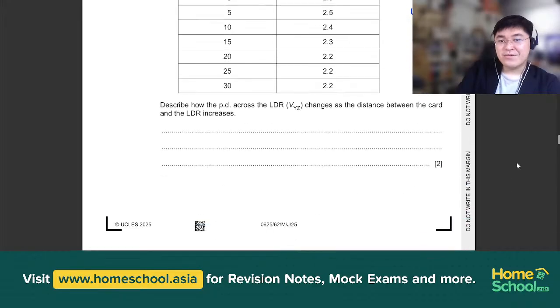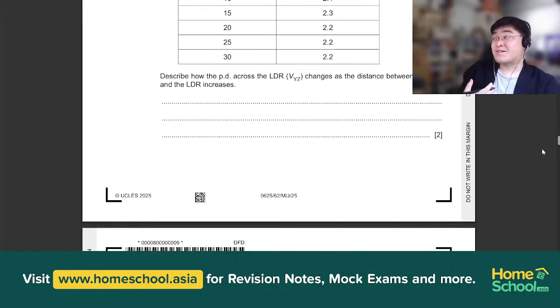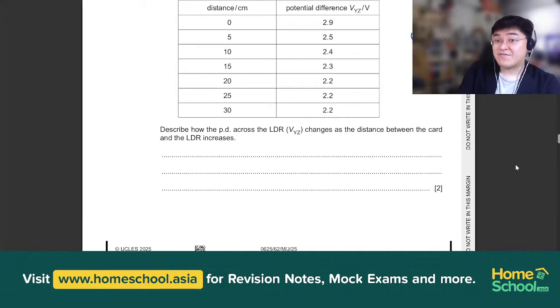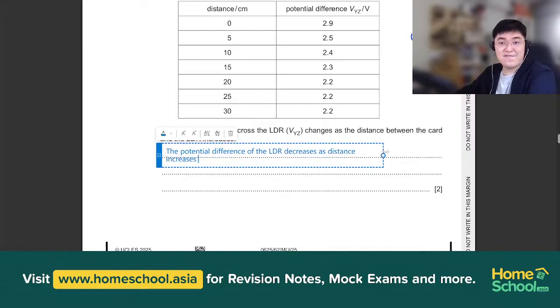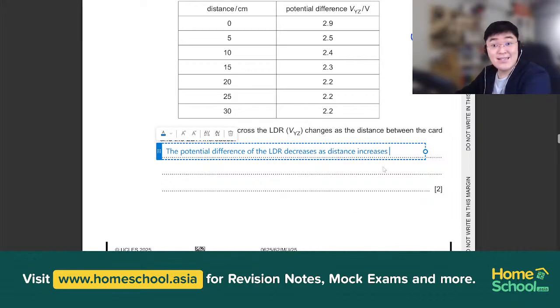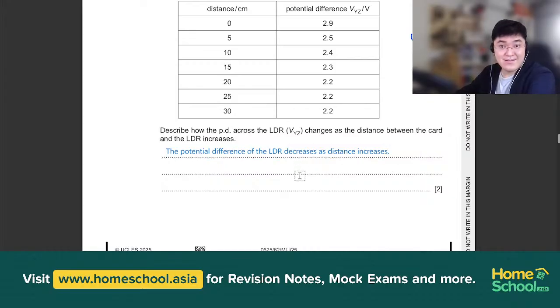So over here, we are to describe this qualitatively: describe how the potential difference across the LDR, which is VYZ, changes as the distance between the card and the LDR increases. I just said that just now. So firstly, as I said before, the potential difference of the LDR decreases as the distance increases. That's the first one.